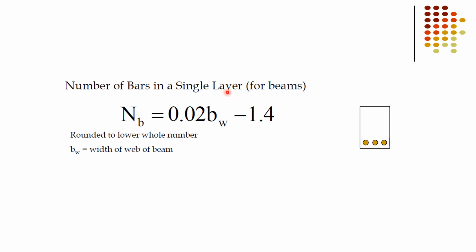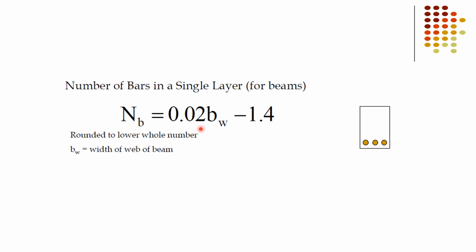Number of bars in a single layer. How many bars can we provide in a single layer? We can also get this just from our observation and experience. We do not need this formula every time. What this formula gives is the number of bars in a single layer. This formula should be rounded down to the lower whole number.